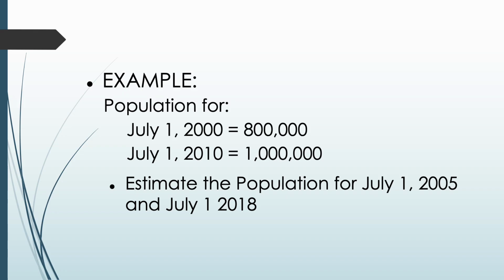So here we have an example. The population for July 1, 2000 is 800,000. The population for July 1, 2010 is 1 million. So we are instructed to estimate the population for July 1, 2005 and July 1, 2018.